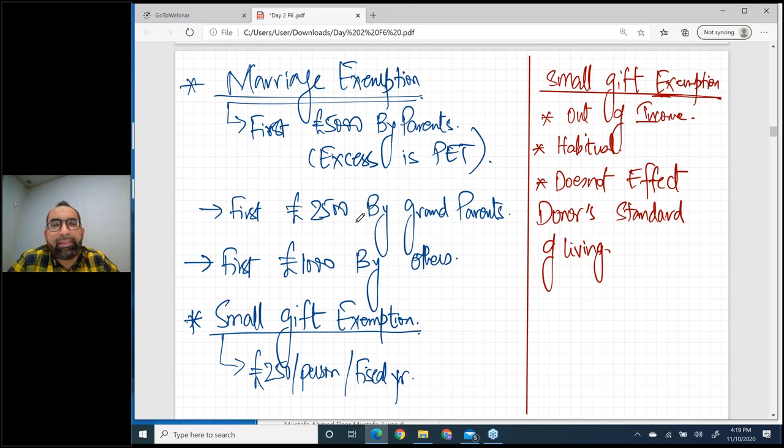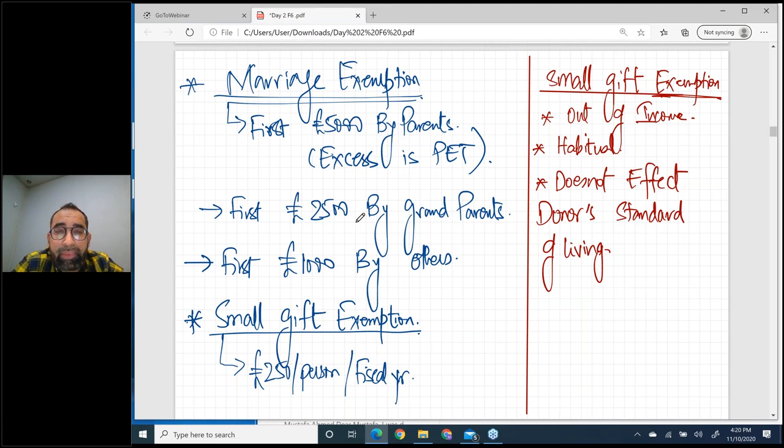The excess is PAT. What does it mean? For example, mom gifted 7,000 pounds to daughter. That means out of this 7,000 pounds, first 5,000 will be exempt through marriage exemption, and the excess 2,000 will be treated as PAT. Now, for grandparents, first 2,500 is exempt. Just like parents 5,000, for grandparents it is 2,500. And what about other guests? Other guests get first 1,000 pounds.